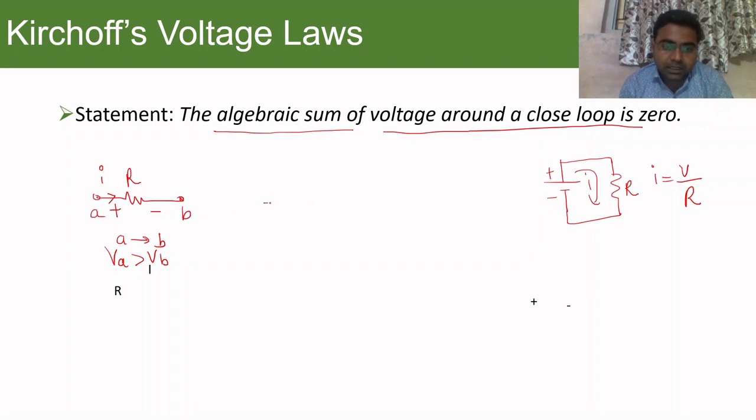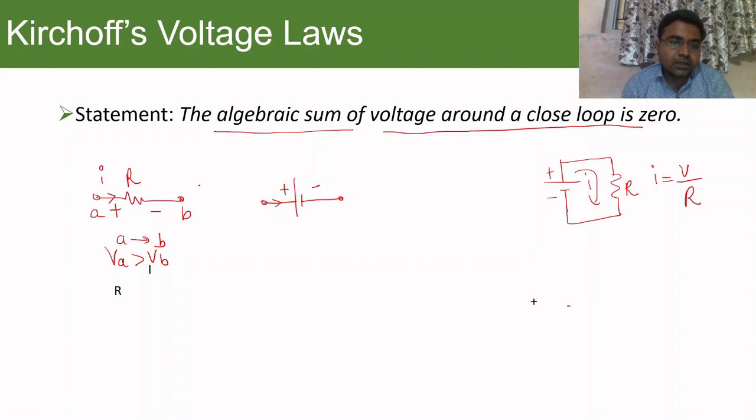Similarly, let's say this is my battery, so plus and minus. Now there are two possibilities. If current is going inside the battery, my battery is charging, and if current is going away from the battery, then it is discharging, right? Alright, so now I have to apply Kirchhoff's voltage law and I have to take the algebraic sum.